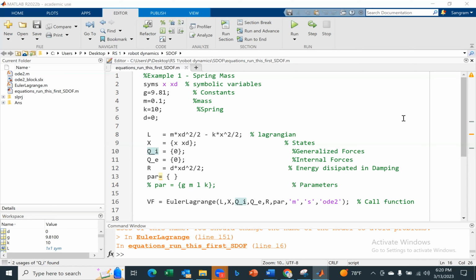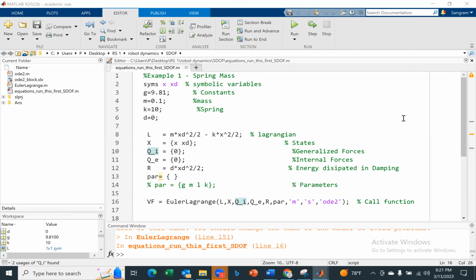Then R is basically the damping, given as d times xd square by 2. But since our d is 0, for the time being you can write R is equal to 0. That's totally fine. And there are no external parameters. External parameters means if you have to pass some parameters, for example, if your mass is changing with respect to time, then that is passed on as a parameter. So there are no parameters. That's why it is empty.